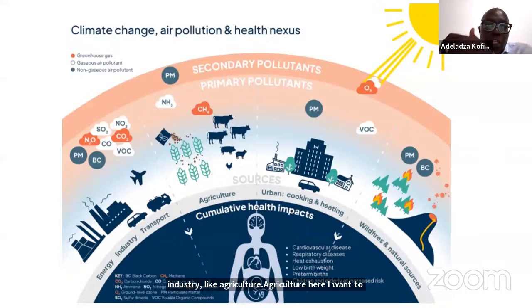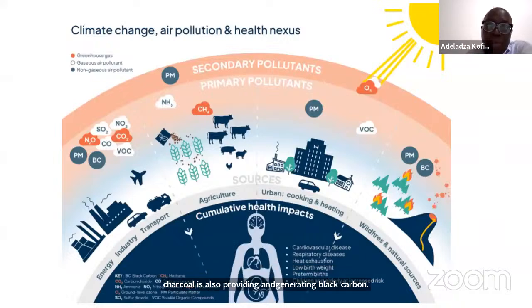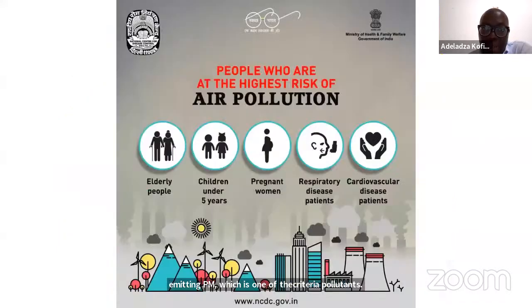And methane is also a short-lived climate pollutant. And also the ammonia fertilizers that we are using are some of the air pollutants that we are seeing. You have cooking and eating, which is also using wood and charcoal. And that is also generating black carbon. Black carbon is a short-lived climate pollutant. It's also emitting PM, which is one of the criteria pollutants. And you see how they are interrelated with the health effects, as you see in the bottom circle.